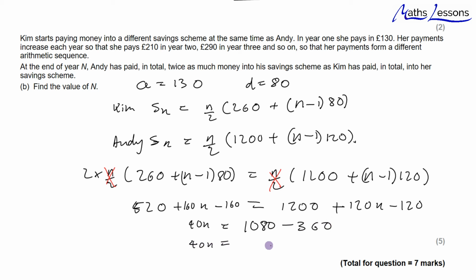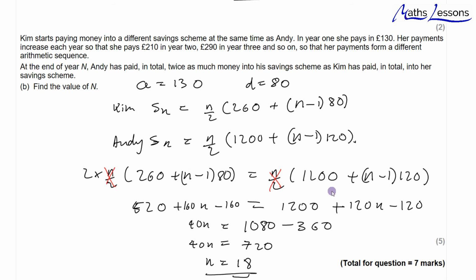So 40n will equal 720. So n will come out to be 18. Why did I work that out so quickly? Well, I know that 800 divided by 40 is 20, and this is just going to be 80 less, so it's 2 less than 20.